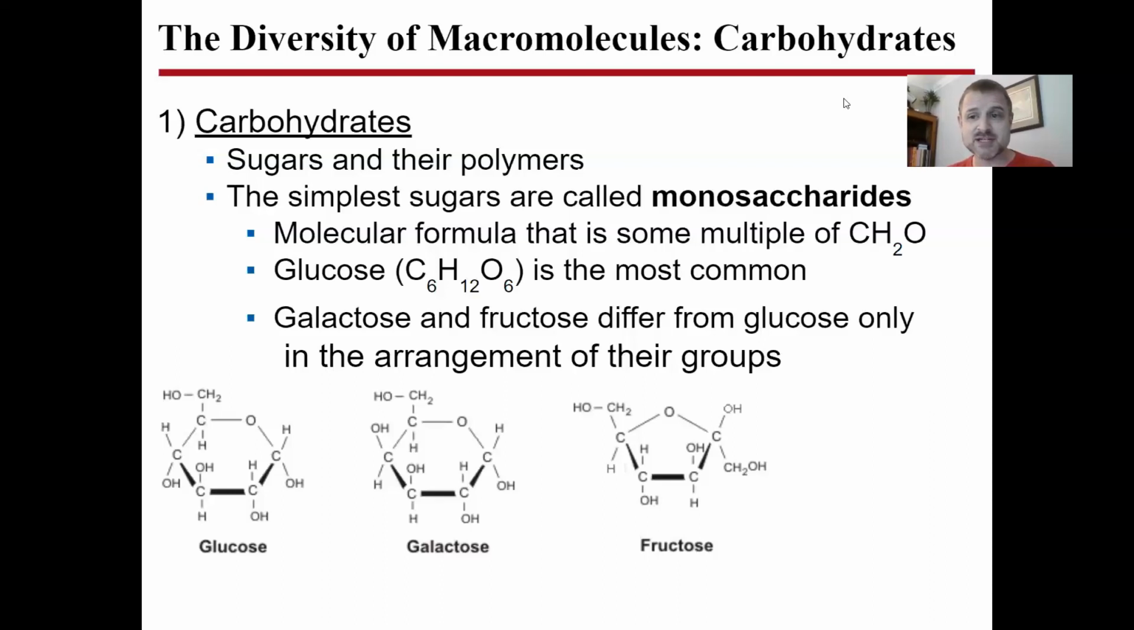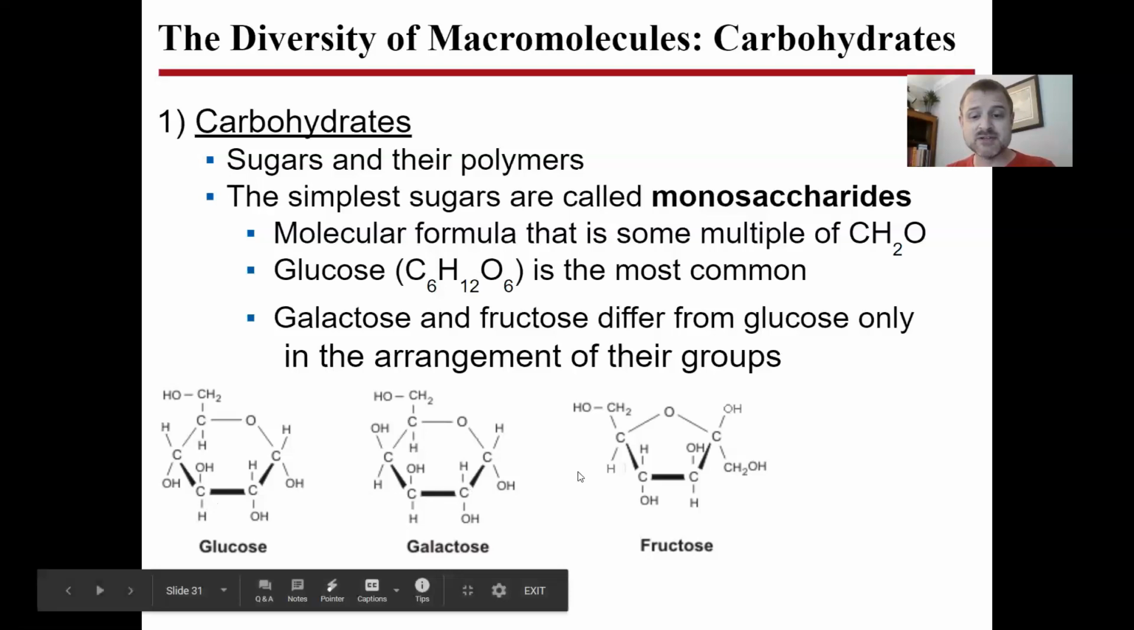Glucose is C6H12O6. If you divided each of the subscripts by 6, you would basically get CH2O, which is where the word carbohydrate, as in carbon and water, hydrate, comes from. But carbs are not just carbon mixed with water. They have pretty elaborate structures sometimes. So the 3 monosaccharides you should know are glucose, galactose, and fructose.